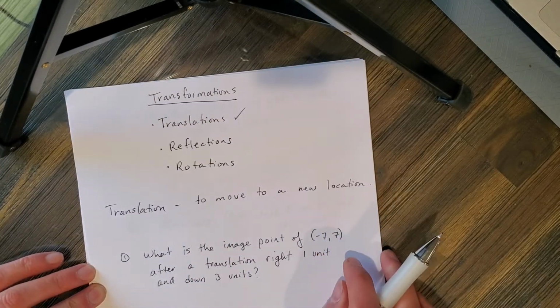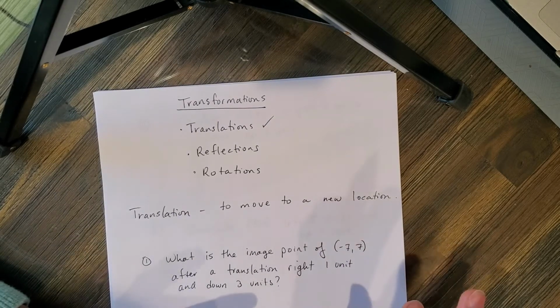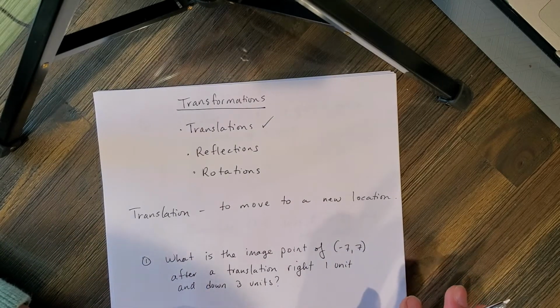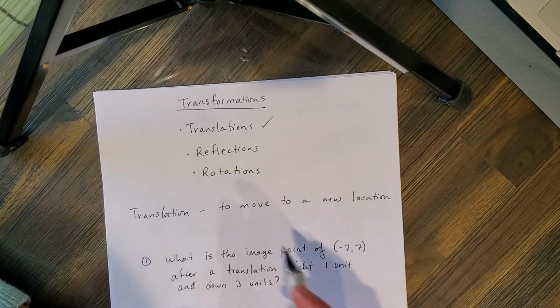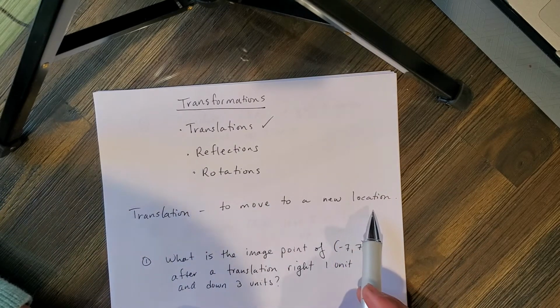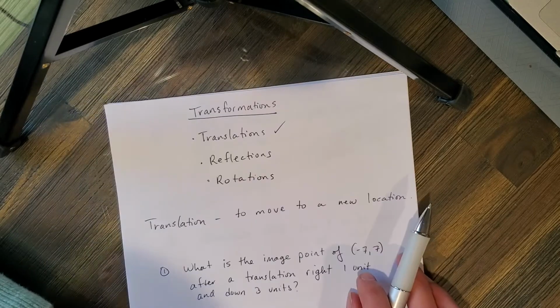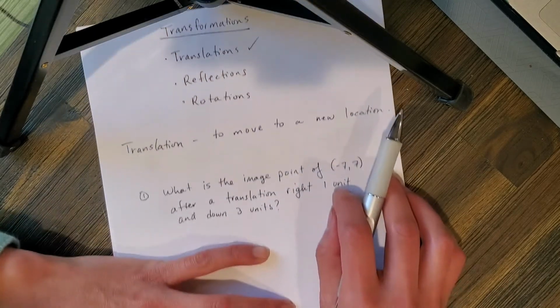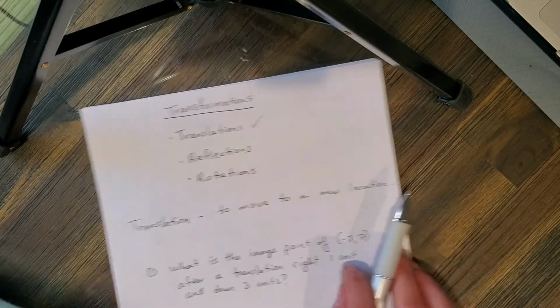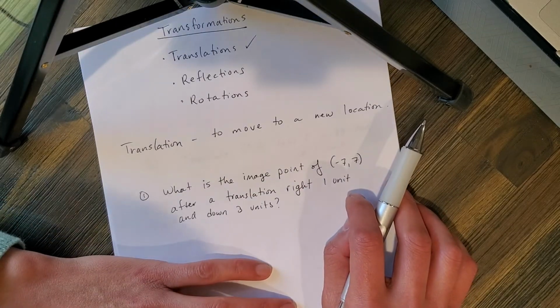And then today we're going to get into translations, okay, which is simply to move to a new location without rotating, without reflecting, okay? So it's moving it to a new location, but not turning it or flipping it, okay? So it's just moving it sideways or up and down. That's a translation. We're going to be looking at that today.